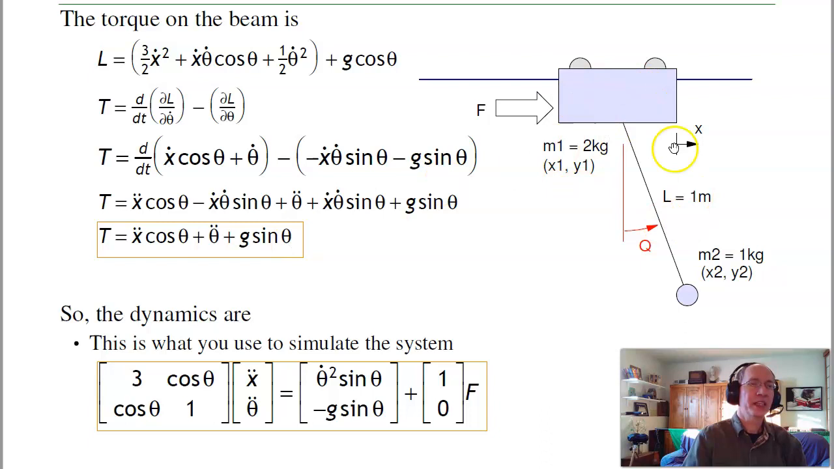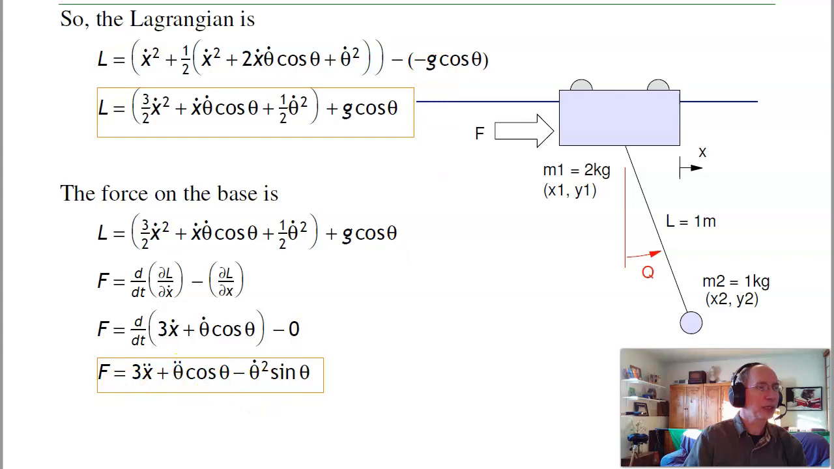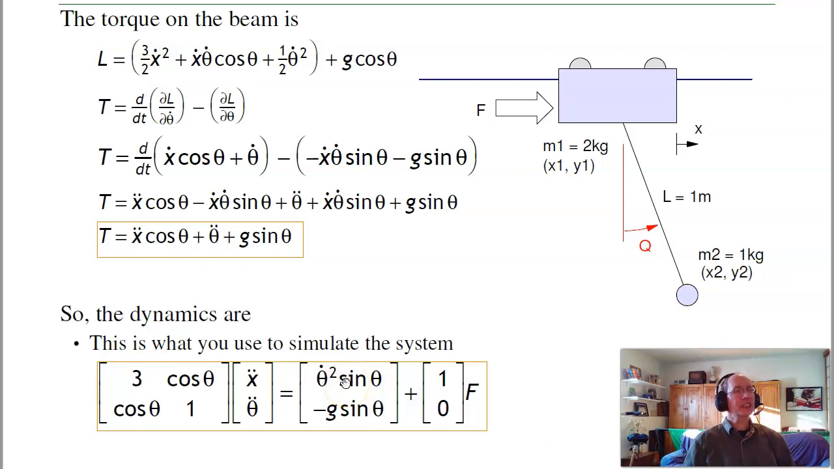So putting that in matrix form, I've got x double prime, x double prime times cosine theta, theta double prime times 1, bring all these other guys to the other side, is torque, which is 0, minus g sine theta. And the first one up here winds up being the first row. Now this is actually how you animate it. If I know position, x dot, theta, and theta dot, I can calculate the acceleration based upon the force. Once I know the acceleration, integrate once, I get velocity, integrate twice, I get position, angular velocity, angle, and I can draw it.